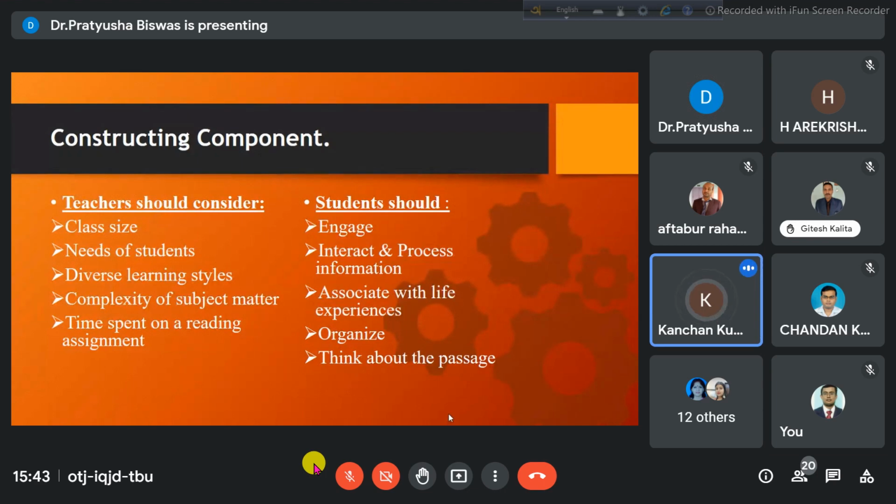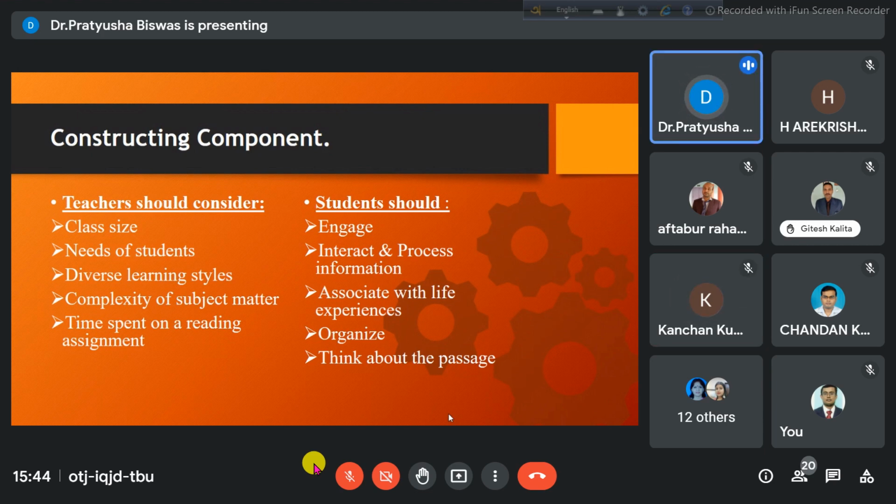And the next one is the complexity of subject matter. It also depends upon the style of teaching, which means which type of method the teacher will apply in their classroom, practical subject or history or whatever. The next is time spent on a reading assignment. Time is also very important, ma'am, because if there is limited time or we have sufficient time to observe and teach, then we can elaborate or shorten the matter.